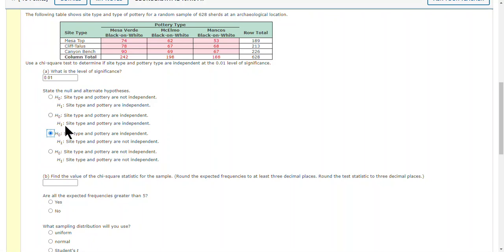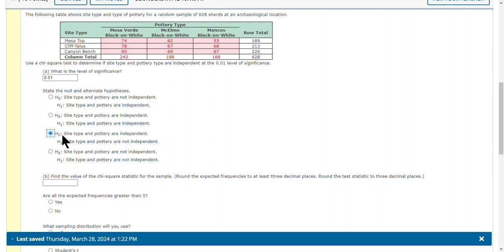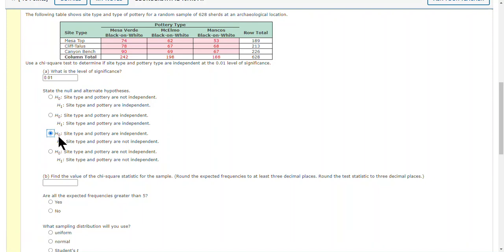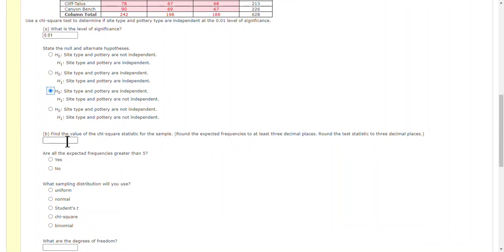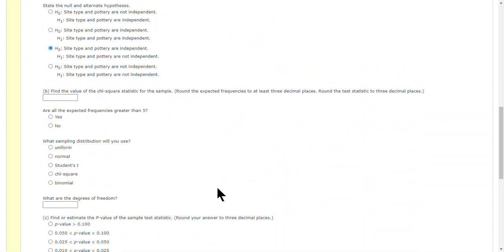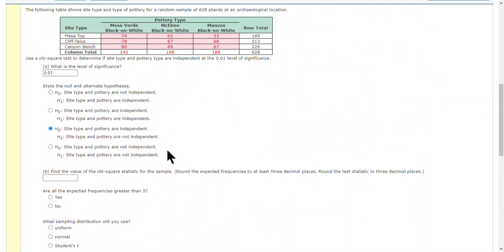And then the other thing I'm looking for is that it's not independent in the alternative. So equality always in the null hypothesis, and some sort of inequality in the alternative hypothesis. So that would be the case for this one. H0 is they are independent, and H alternative is that they're not independent. Then for B, it wants me to find the chi-square statistic for the sample and round to at least 3 decimal places. Let me show you how to do that on your calculator, and then also get a p-value so you can answer the rest of these questions.